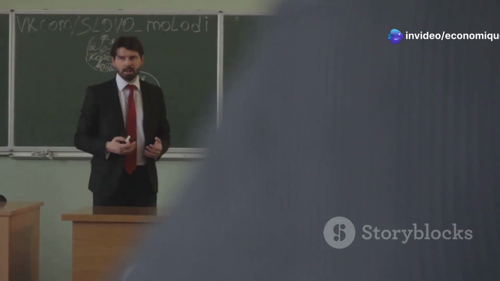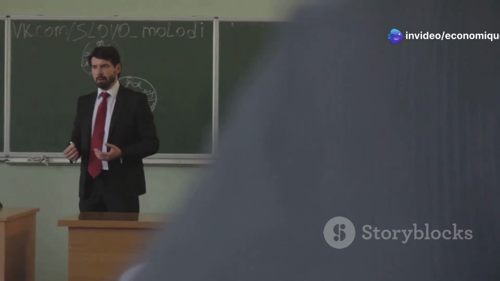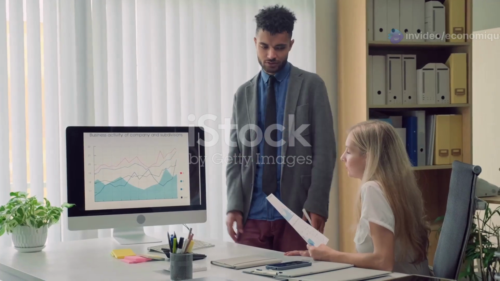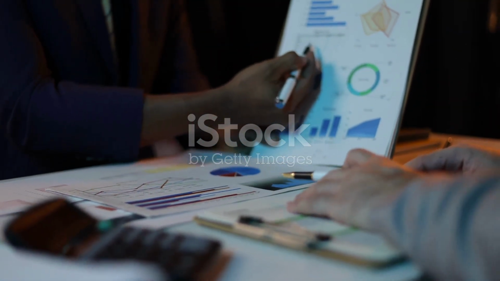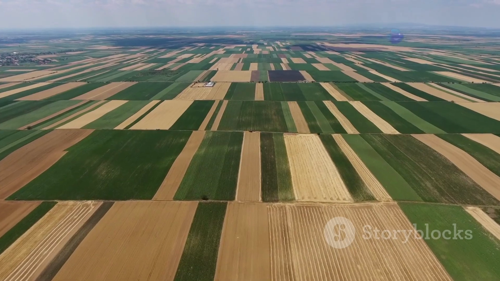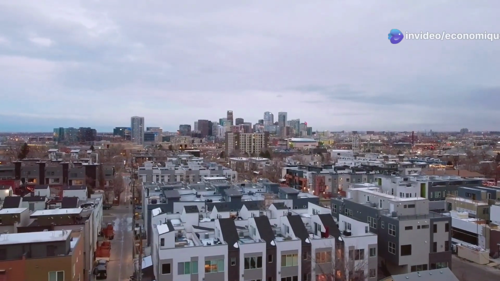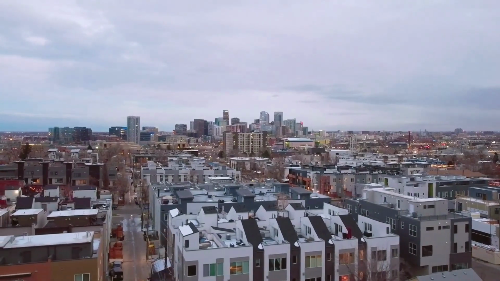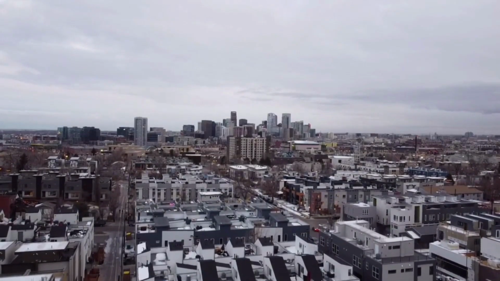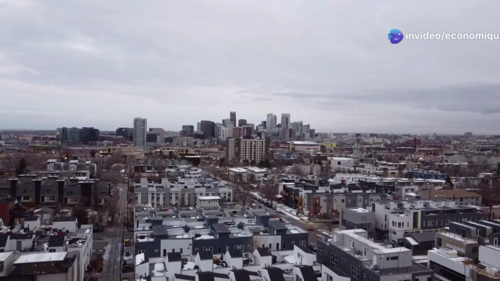The production possibilities frontier, often abbreviated as PPF, is a fundamental concept in economics. It helps us understand the trade-offs and opportunity costs that societies face when allocating their limited resources. Imagine a society at a crossroads, needing to decide how to allocate its finite resources between two critical goods: guns, representing national defense, and butter, representing consumer goods.